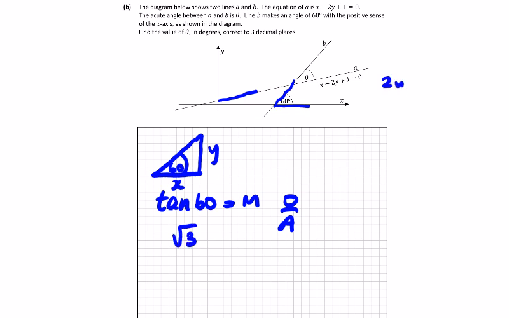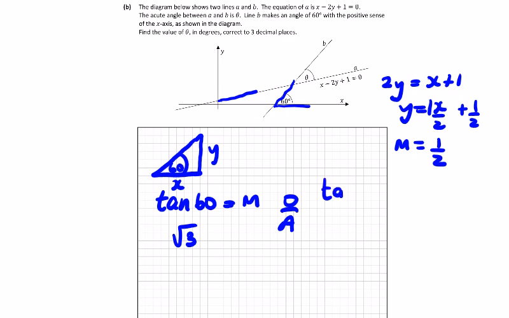And if we rearrange, 2y will be equal to x plus 1. So y will be equal to x over 2 plus a half. So the m of this one is 1 over 2. So for the angle between the two lines, tan of theta is equal to plus or minus m1 minus m2 over 1 plus m1 m2.